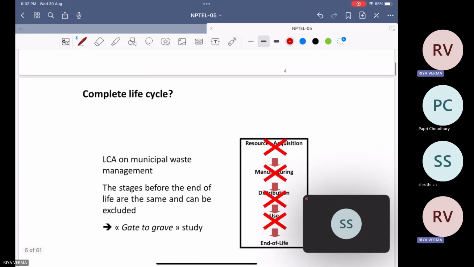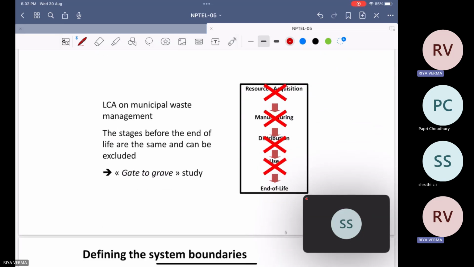Next up, we have if we want to perform an LCA on the municipal solid waste management. If you want to perform an LCA on the municipal waste management, just a second.